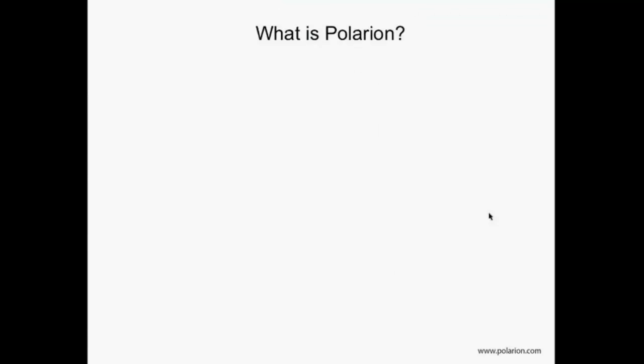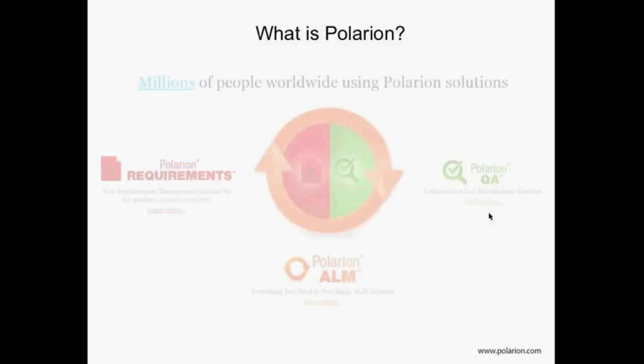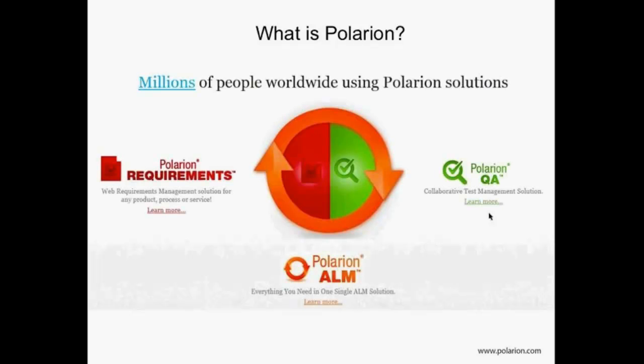So the first question is, what is Polarian? Polarian offers three central solutions: Polarian ALM, which is a superset of all application lifecycle management functions and features; Polarian QA, quality assurance, which focuses on test management; and really what we'll be talking about today, which is Polarian Requirements, a focused set of license and capability to develop, elicit, and communicate requirements throughout your entire enterprise organization.